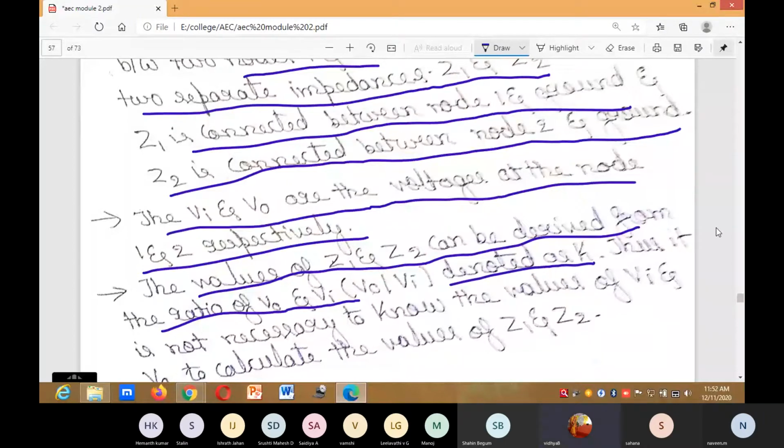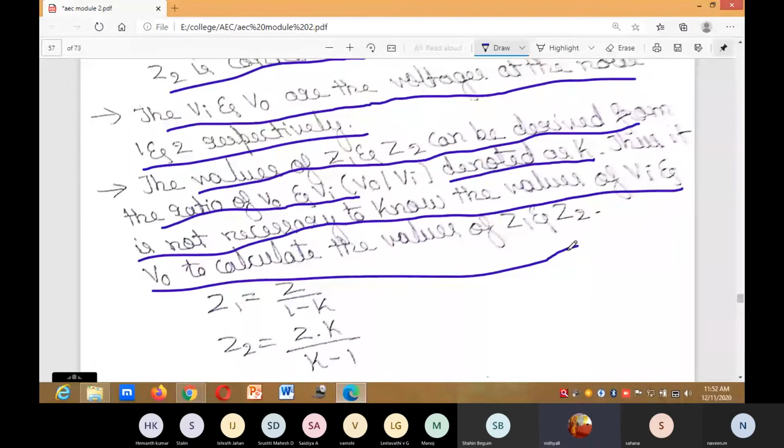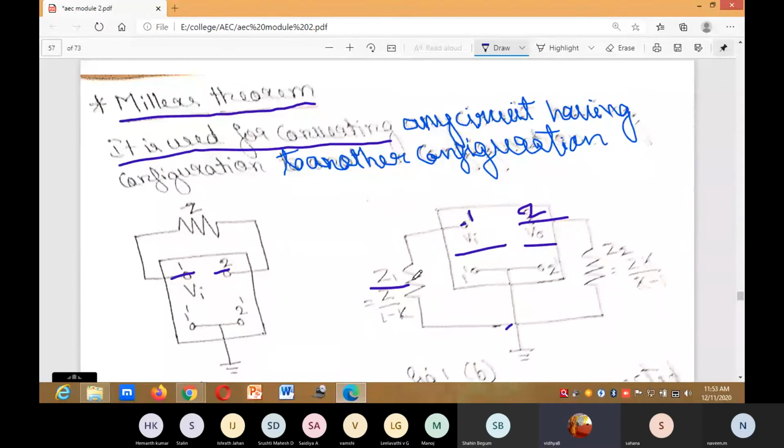Thus, it is not necessary to know the values of Vi and V0 to calculate the values of Z1 and Z2. Z1 is equal to Z divided by 1 minus K. Z2 is equal to Z times K divided by K minus 1. This is the value of Z2.